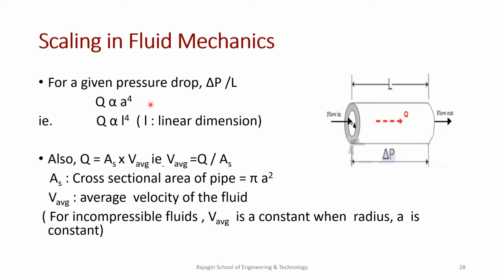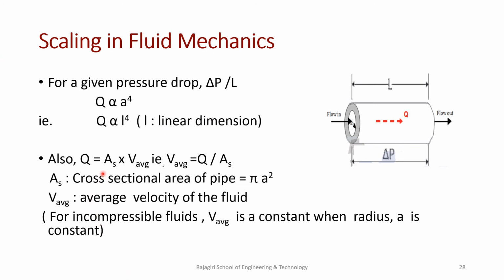So for a given pressure drop delta P by L, which is a constant, the volumetric flow Q will be proportional to only one parameter, that is a raised to 4. So converting this into the linear dimension, a is proportional to L, so Q will be proportional to L raised to 4.